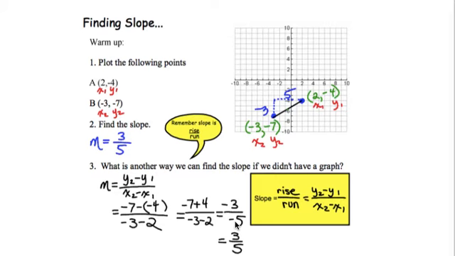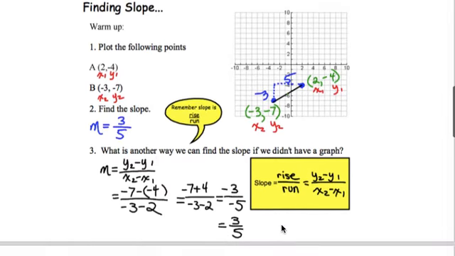This goes back to what we went over at the very beginning. This is something you can add to your little box of things. Slope is rise over run, which also equals y2 minus y1, so our second point minus our first point, over x2 minus x1.